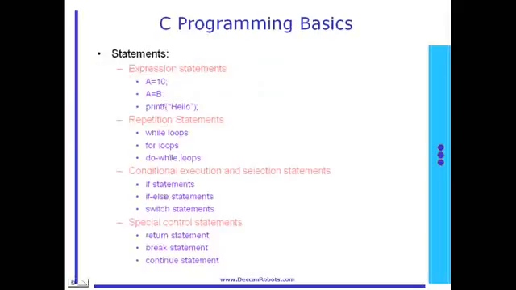Expression statements, repetition statements, conditional execution and selection statements, and special control statements are the types of statements available in C programming. Examples of expression statements are r=10 or r=b or a simple function call like printf. Repetition statements are used for looping. That is, to execute a certain action again and again for a specific number of times or sometimes for endless operations.